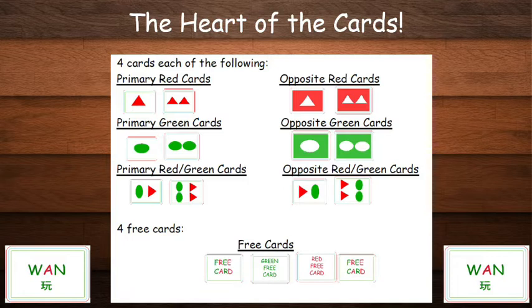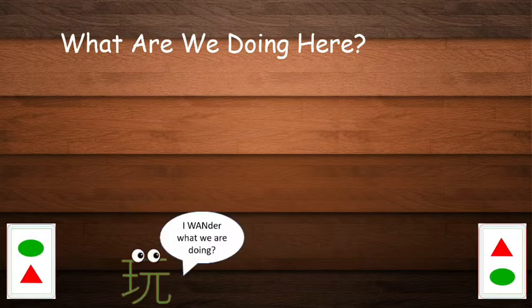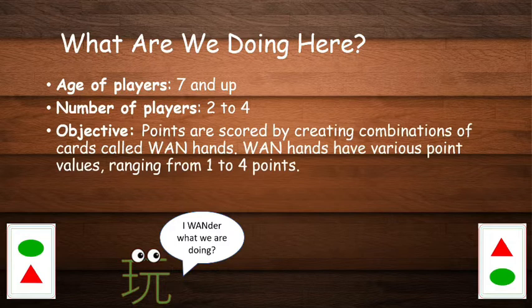That's very good. So what are we doing here? Well, the game is for ages 7 and up, right? That's why I've made this game so that even 7 year olds can play it. The number of players is from 2 to 4. It's 2 to 4 people in the game.